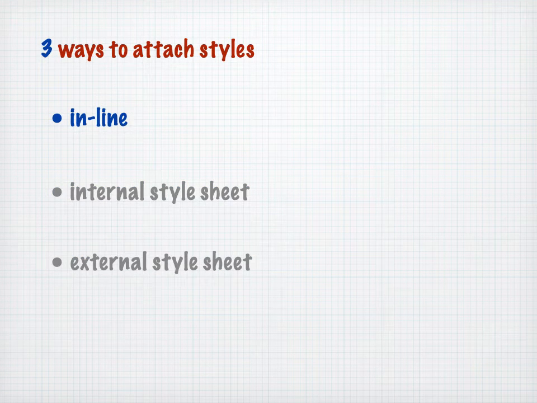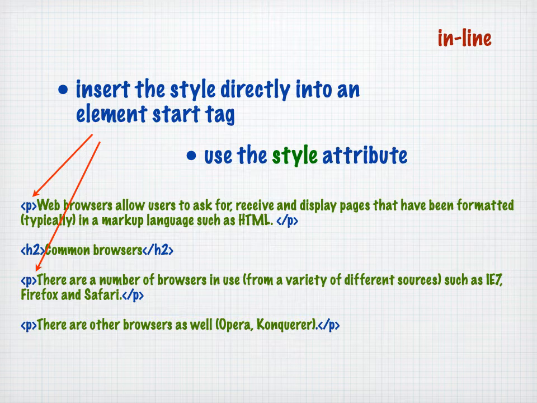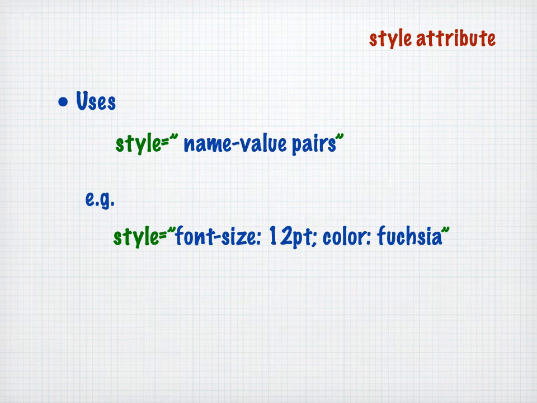Let's start with inline. Now this is some HTML, very familiar sort of looking HTML. We've got some paragraphs and an H2. And one of the ways to actually insert style into this document is to insert it directly into the tag. And the style for this looks something like this. We'd go style equals, and then in quotes, we have a whole bunch of style rules separated by semicolon. And these style rules look exactly like the ones that we've created when we did CSS before.